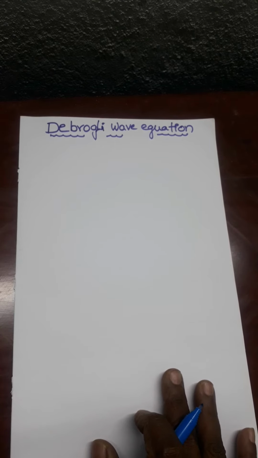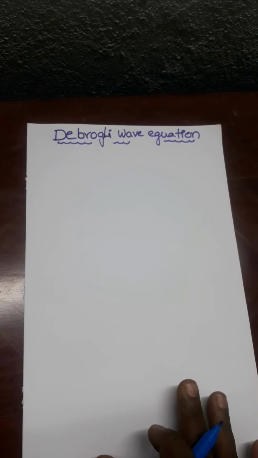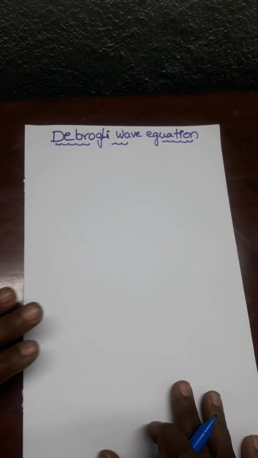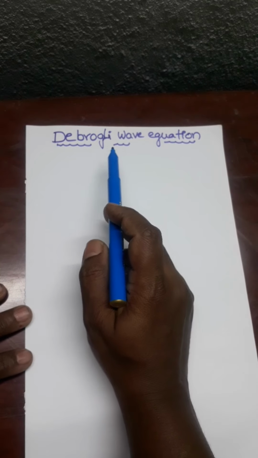Welcome to Engineering Chemistry. Today I am discussing the topic de Broglie wave equation. The de Broglie wave equation is also known as the wave nature of electrons.